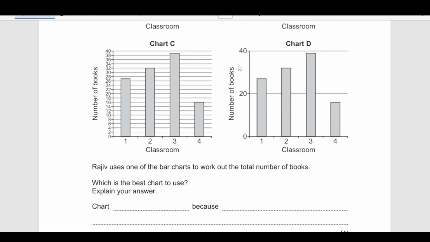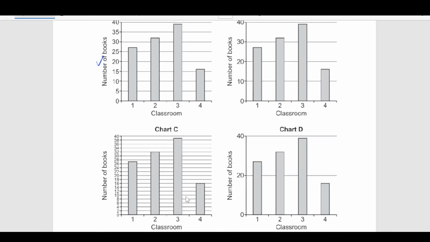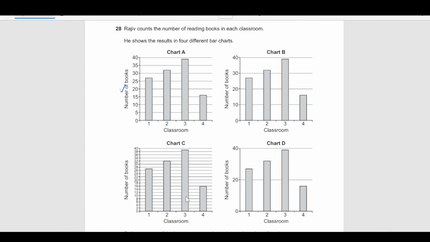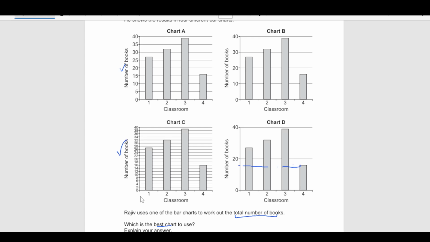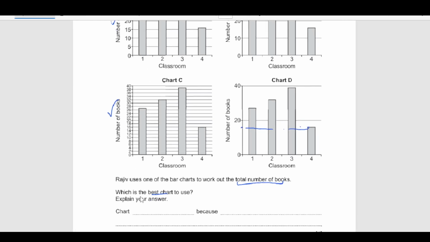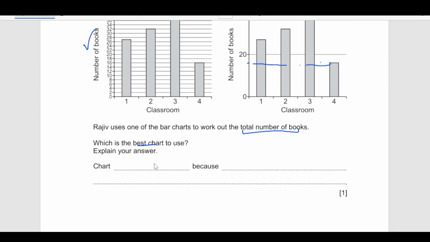So let's see what the question is. Rajiv uses one of the bar charts to work out the total number of books. Which one is the best chart to use? Explain your answer. If you look carefully at all these 4 graphs, this one has a big scale where you cannot exactly tell what 4 is over here. Here also it's not easy. The easiest and clearest one is this one, C, which has smaller sections, a smaller scale. So we are going to write down here that chart C is the best chart.